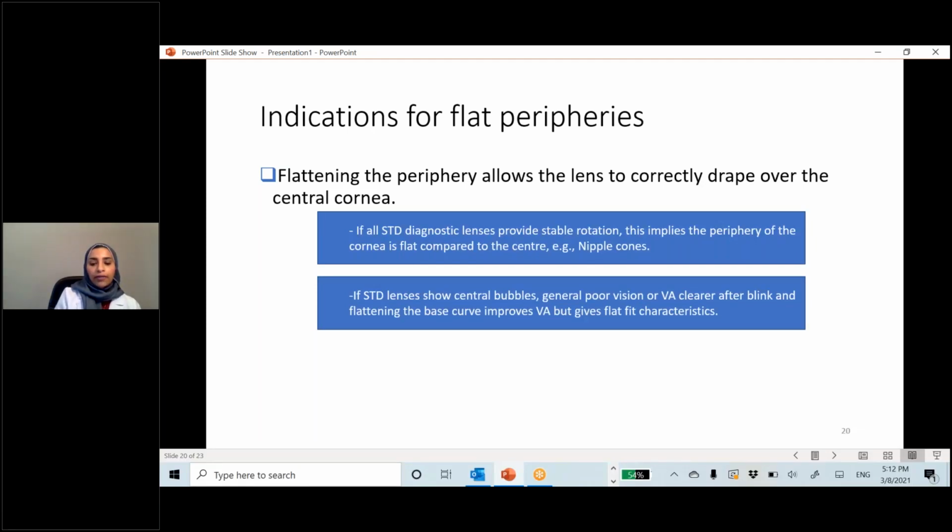Lastly, we have the flat periphery situation, where the lens may be ideal centrally for this deep nipple cone, but peripherally there's all of this space. In this situation, you may actually get bubbles filling the space, and so the lens may be acting too tight. And this is why they have the 8.2 flat 2 lens in your diagnostic set.